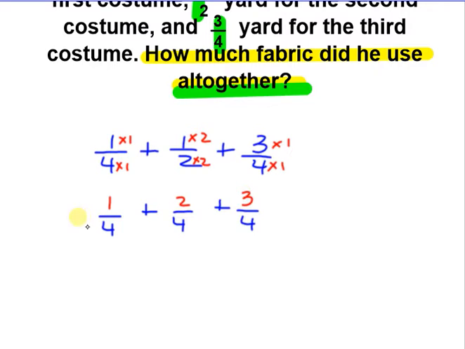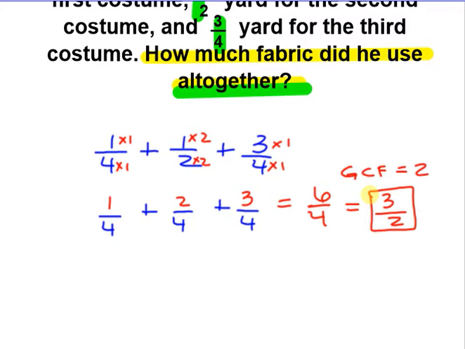Now I simply need to add them all up and keep the bottom the same. Sometimes students are tempted to add up the bottom as well. If you are tempted to do that, as soon as you draw that equal sign, you put that bottom right over there so that you're not tempted to add it up with it. So 1 plus 2 is 3, 3 plus 3 is 6. Now this can be simplified with a GCF of 2. So that's going to be 3 over 2. So he needs 3/2 yards of fabric, but that is also 1.5 yards of fabric as a mixed number.